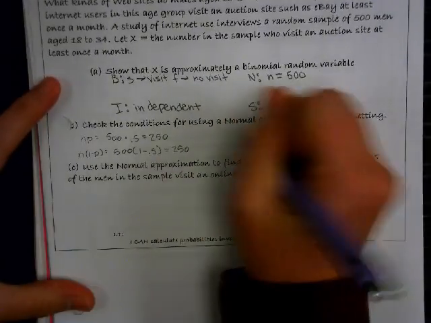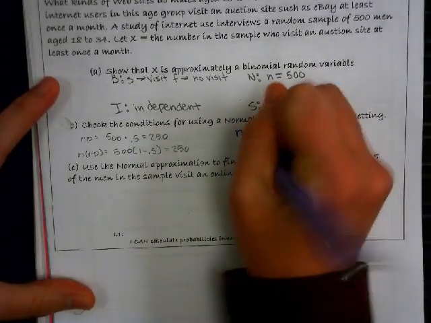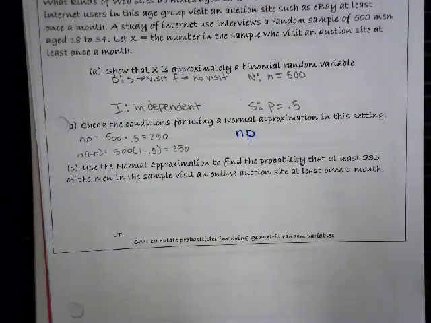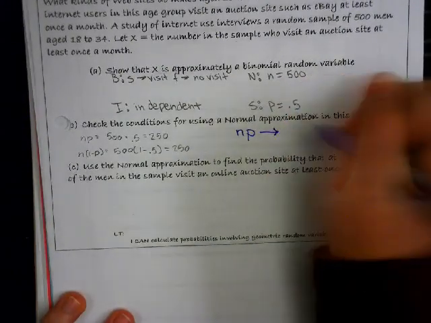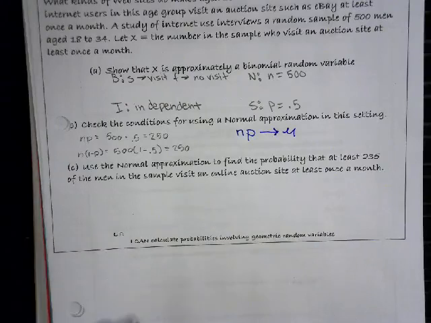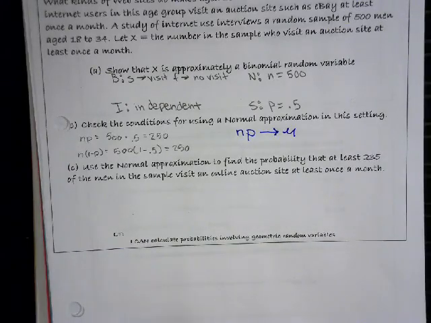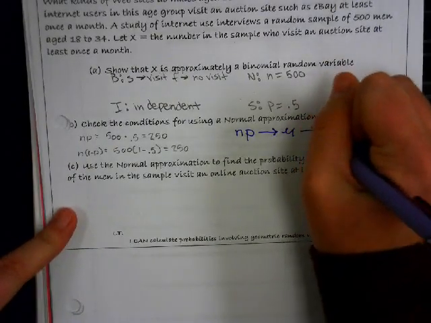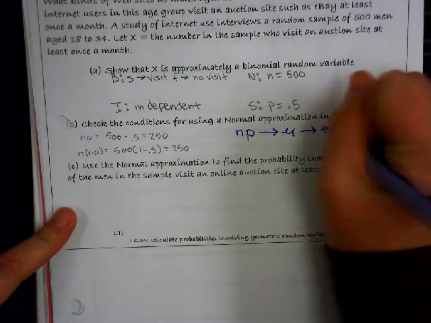Technically, np, first of all, that's your mean. Remember, for a binomial variable, n times p is your mean. That was a really bad mu, sorry. I thought it was okay. It's also the number of successes.